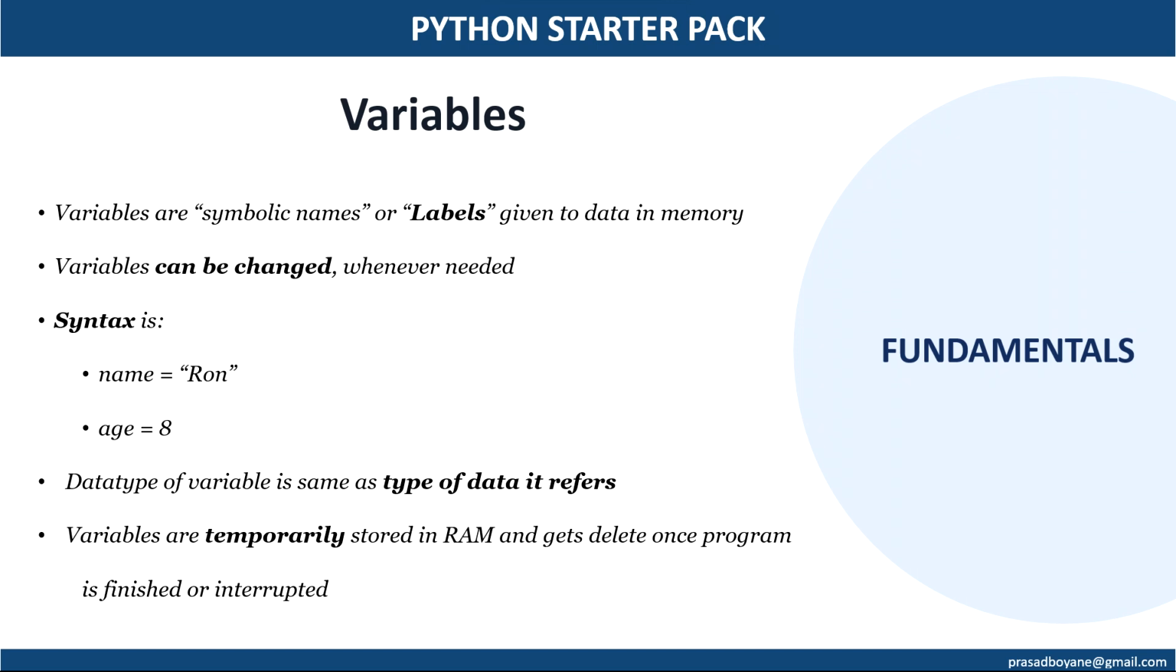And the last point is, variables are temporarily stored in the RAM and get deleted once the program is finished or interrupted. A variable gets created when the program starts executing, and gets deleted when the program completes its execution. It does not matter if the program succeeds, or gets interrupted by the user, or by any other error or exception. If the execution is finished, the variables are gone, the values are gone. It is only for that particular session where the program is under execution. So these are the 5 pointers of variables.